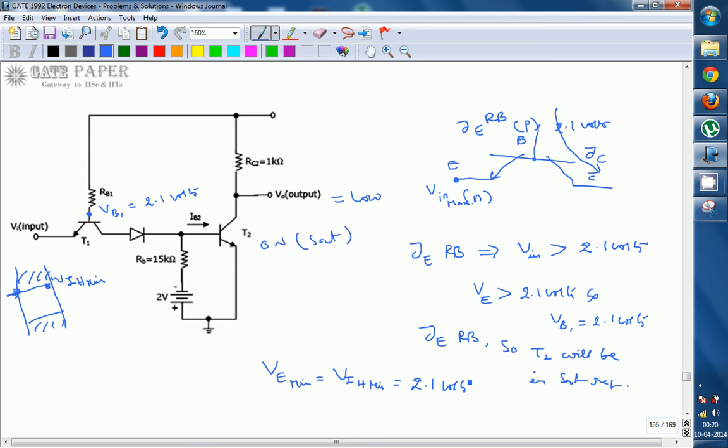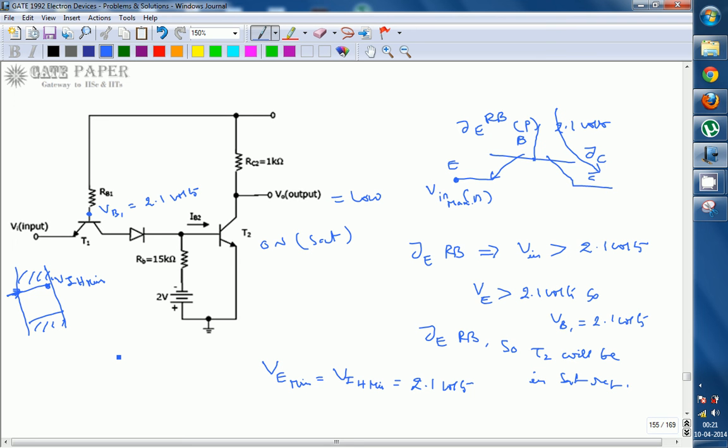If you give 2.1 volts, at that time JE may become forward bias. By that time the current will go through the forward bias emitter base junction. No current flows through the collector base junction, such that the diode will be reverse bias, and T2 will be in off condition. So to make T2 into on condition, you must maintain V input as minimum as 2.1 volts. So VIH minimum is 2.1. If you give more than that, we can ensure that T2 will be in saturation. This is the worst case high input, VIH minimum.